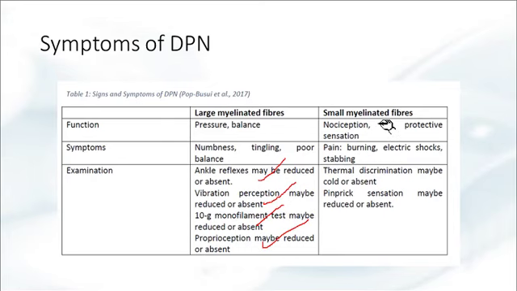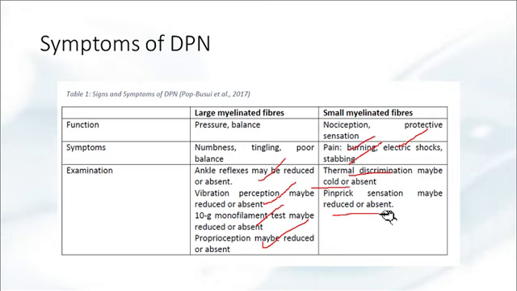When it comes to the small myelinated fibers, they are responsible for pain perception and protective sensation perception. Here the person will experience burning, or electric shock sensations and stabbing sensations in their limbs. And the examination here will be thermal discrimination, which may be reduced or absent, and of course pinprick sensation may be reduced or absent. Thermal discrimination is a very easy test to do.